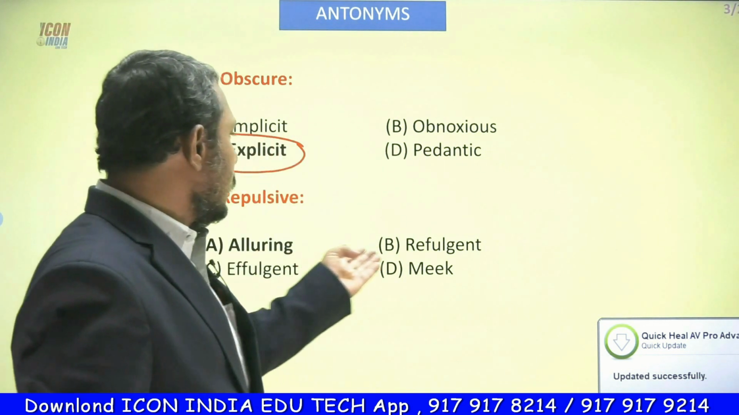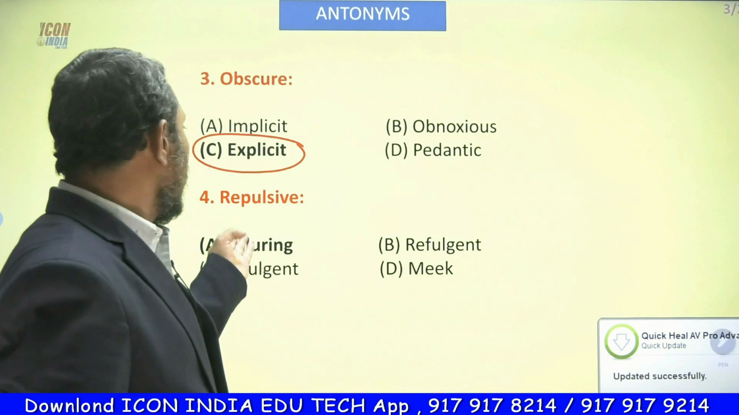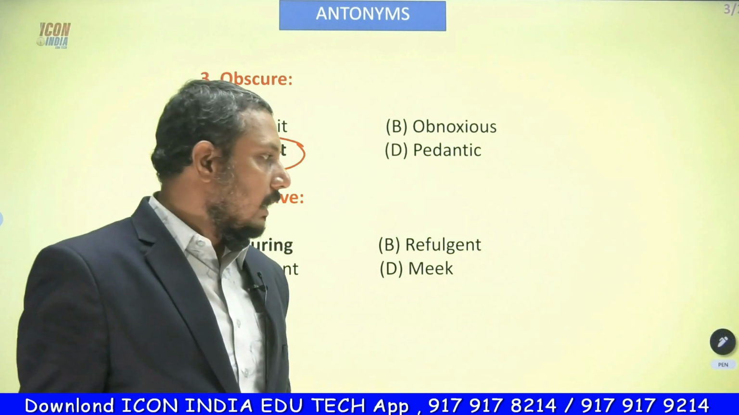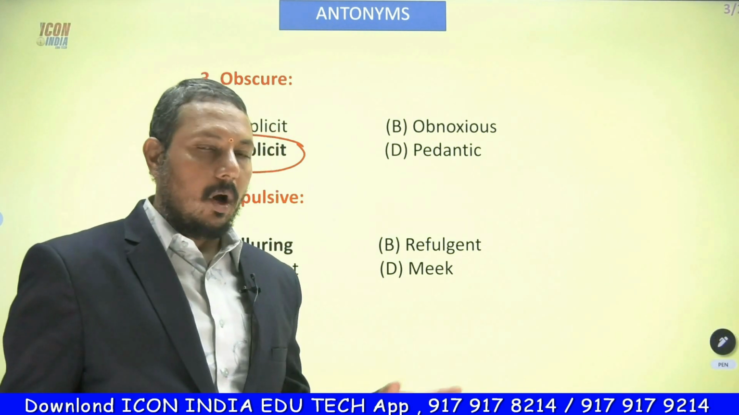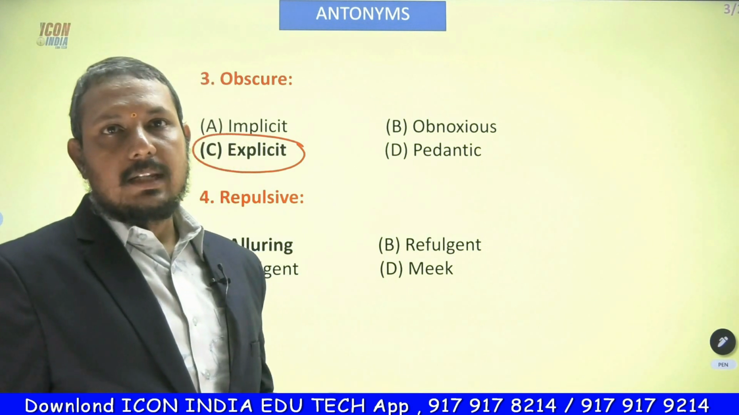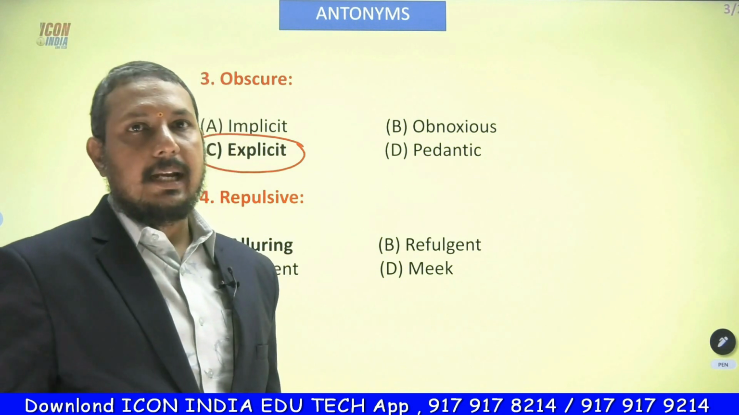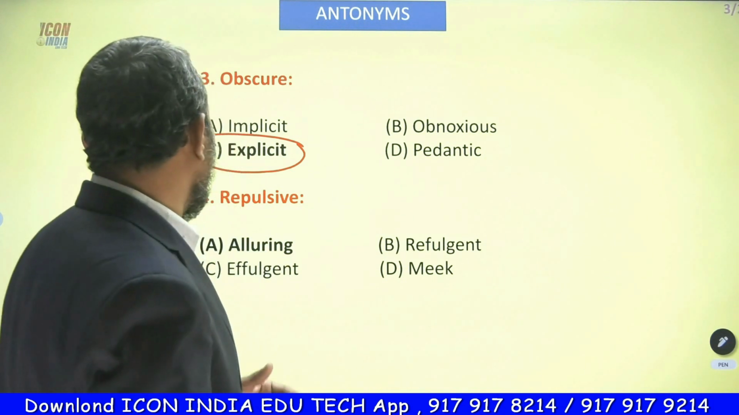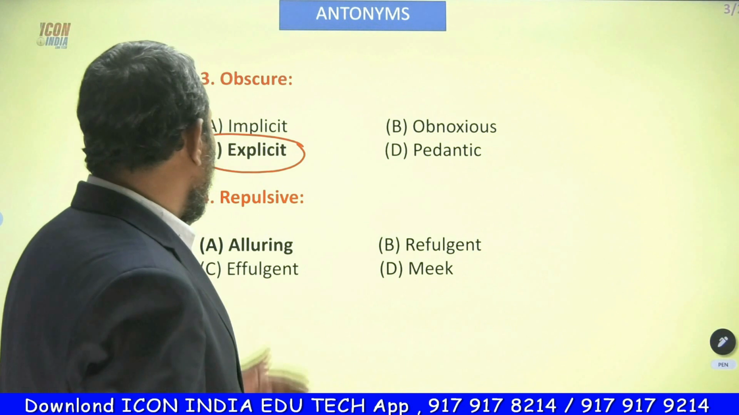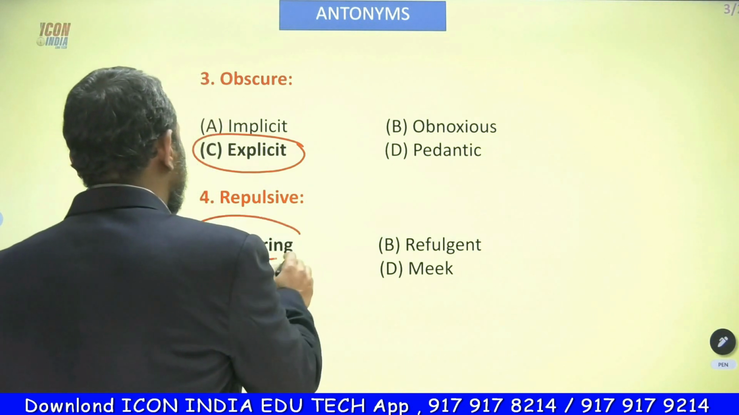Repulsive, alluring, refulgent, meek. What is repulsive? Generally we describe repulsive this way: north and south poles attract, and like poles repel, meaning they separate. Attract is nothing but getting attached. So repulsing, refulgent, meek, effulgent, alluring.